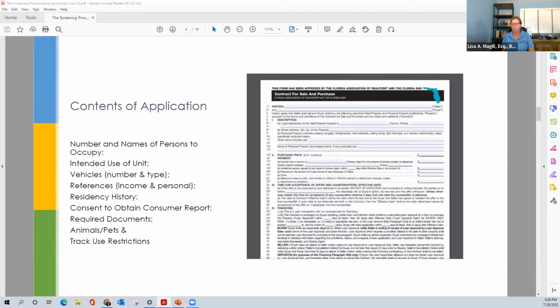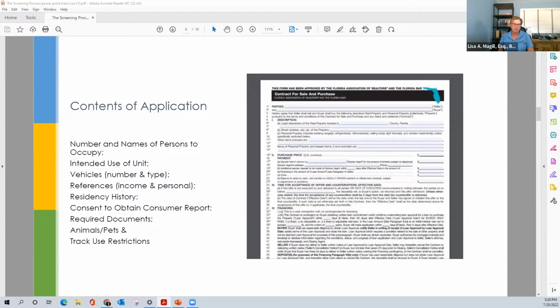What kind of vehicles do you own? Number and type. References, residential history. I like asking about the residential history and getting specific information. Why? Well, if they were a tenant in their previous residence, you can, if you need to, contact the landlord and find out, did they abide by rules? Were they problematic? Did they have unruly guests? Did they have parties every single evening?